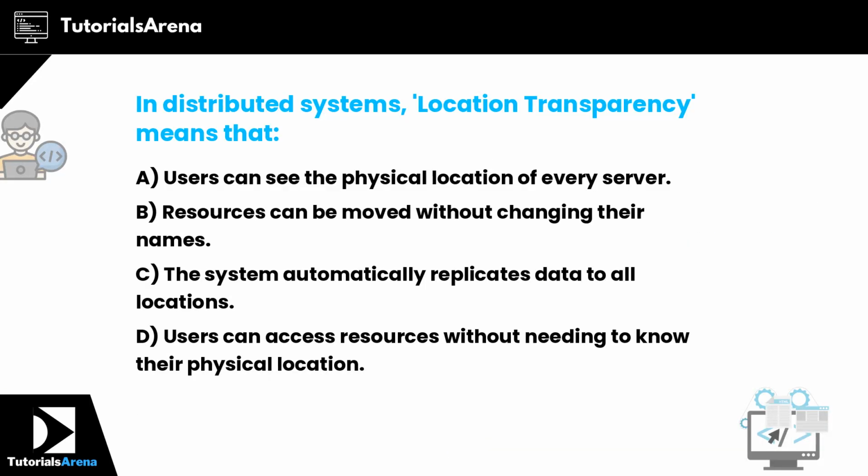In distributed systems, location transparency means that. The correct answer is option D. Users can access resources without needing to know their physical location.